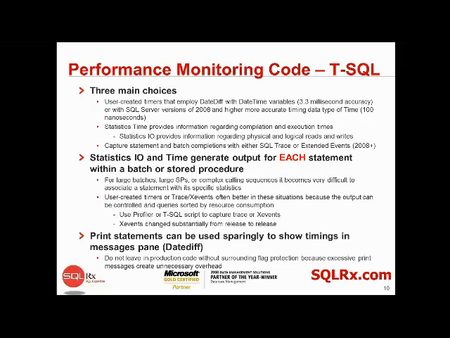The statistics I/O and time generate output for each statement within a batch or stored procedure. So for large batches, stored procedures, or complex calling sequences, it gets to be very difficult to figure out what numbers go with what query. Because it doesn't print the query, it just prints a bunch of numbers, a bunch of timings, and I'll show you those in the next slide. The problem is you have so many of those, you have to start counting. Is it this 10th one, and how did I get to the 10th one, and all that.